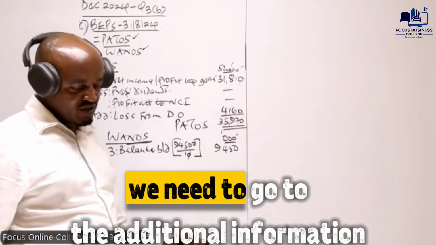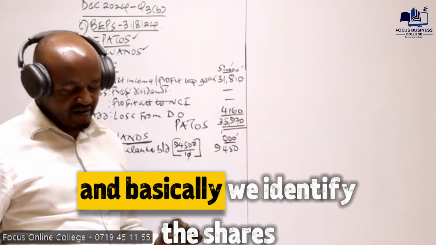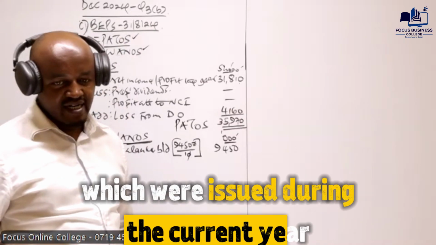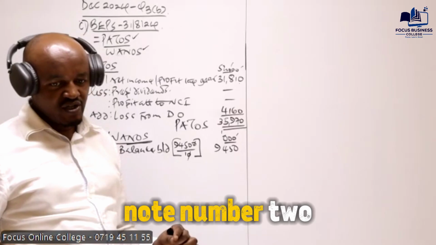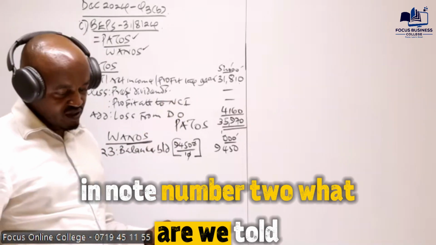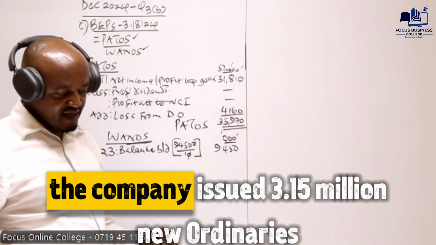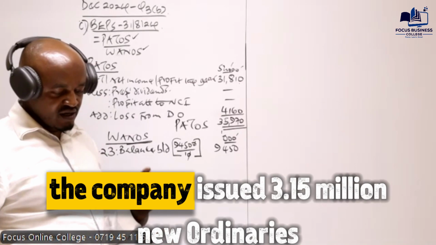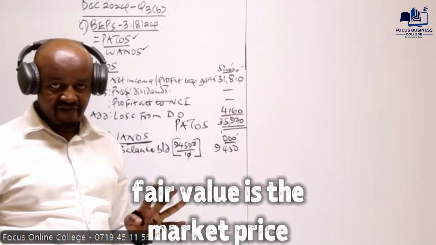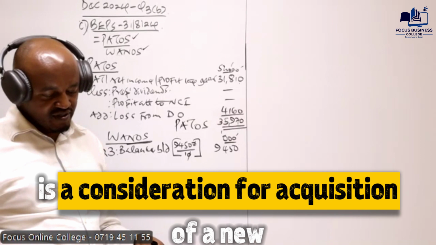Now to this, we need to go to the additional information number 1 all the way to note number 5, and basically we identify the shares which were issued during the current year. And I think we will go straight to note number 2, because in point number 1, you are given that profit. In note number 2, what are we told? We are told on 1st of November 2023, the company issued 3.15 million new ordinary shares at fair value. Remember, fair value is the market price. At a fair value as a consideration for acquisition of a new property.